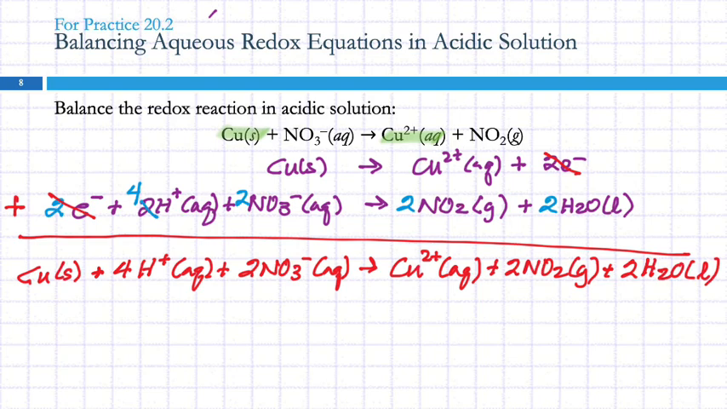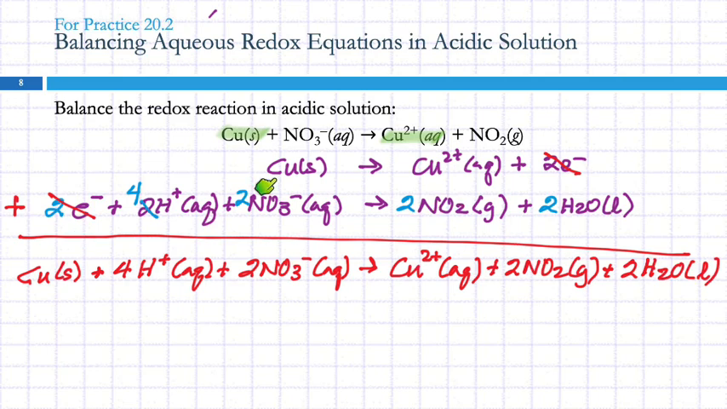It's balanced. Yes? I don't understand why we did 4 of the 2 nitrogens. That's a good question. Why did we do 4 here? In the purple, it was balanced with just 2 hydrogens there. But when I add these together, I want the 2 electrons that are lost to match the electrons that are gained over here.